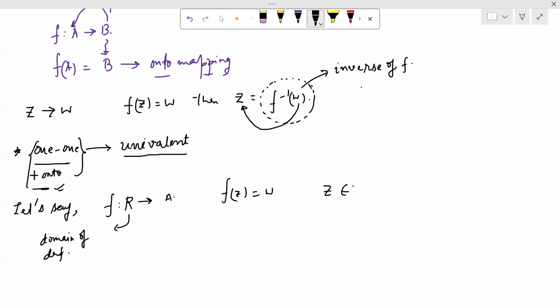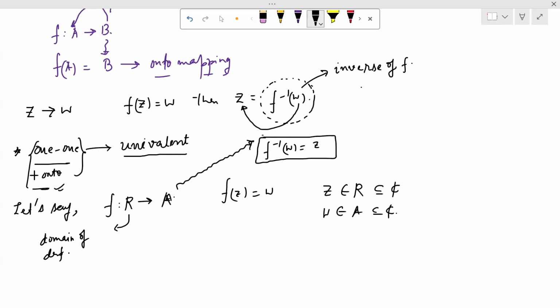Here z would belong to R, which is certainly a subset of C, and W will belong to A, which is certainly a subset of C. If this mapping is one-one and onto, then we can always define an inverse of the function, that is f inverse of W is equal to z. So this is one thing.